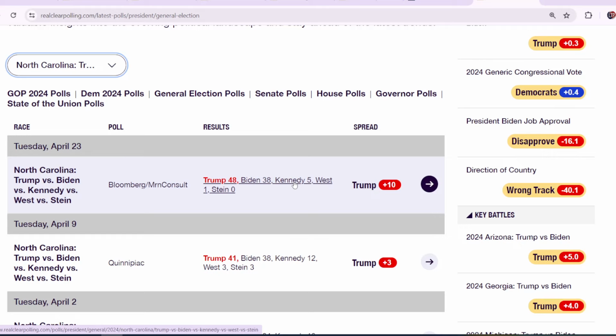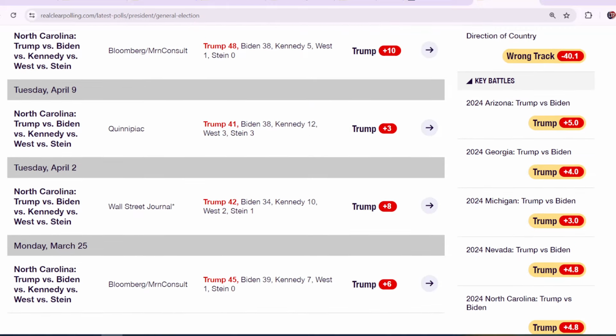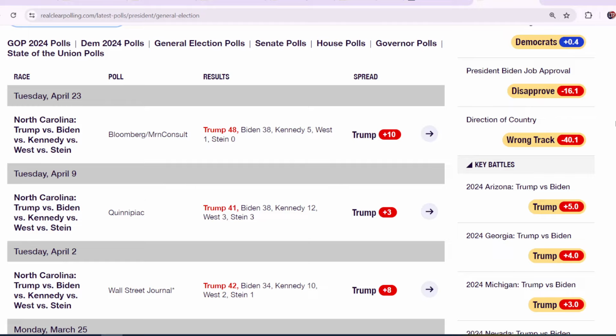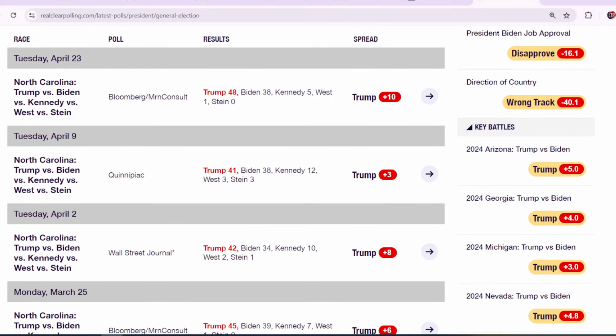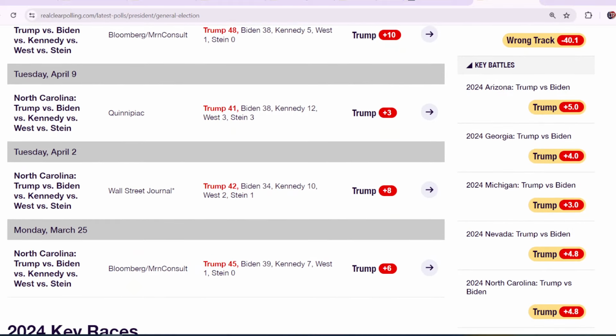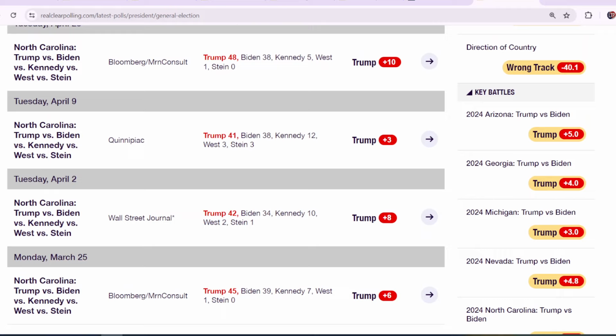current polls that we're seeing in 2024, as of April 23rd, the latest poll from the state, Trump is winning North Carolina by 10 percentage points. But if you were to factor in these other polls, he's up by 3, a little bit closer, he's up by 8, and then up by 6. So with all these polls, he averages out. Let's just say Donald Trump is up by, I would say, 6 points at the current moment in North Carolina.